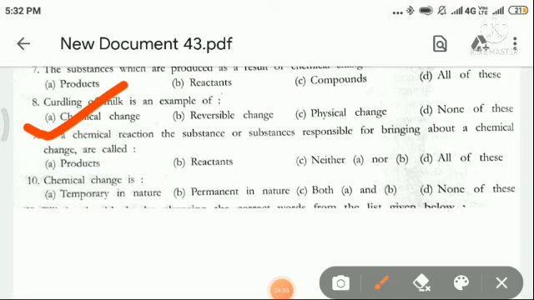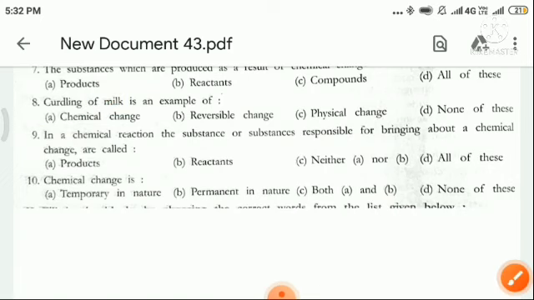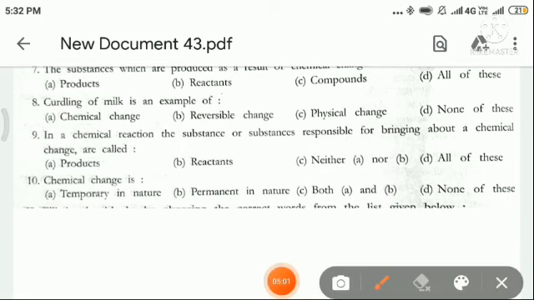Question number 9: in a chemical reaction, the substance or substances responsible for bringing about a chemical change, that is, all those substances which together bring about the chemical change, are known as reactants. Only if there are reactants will we get a chemical change.